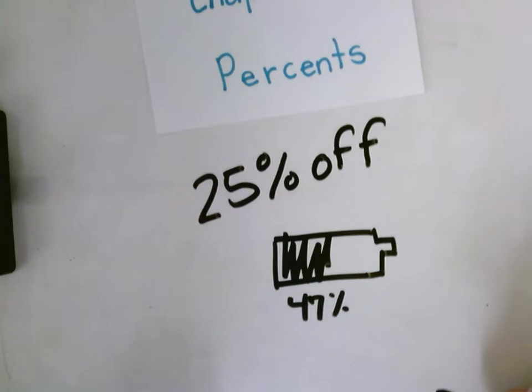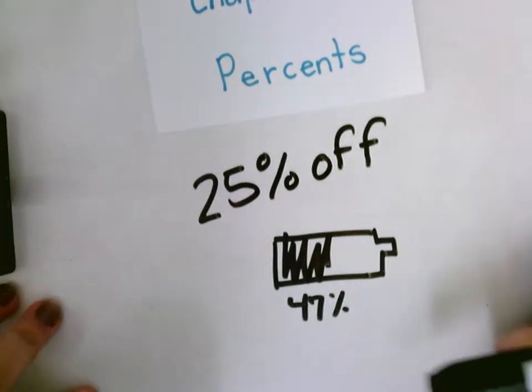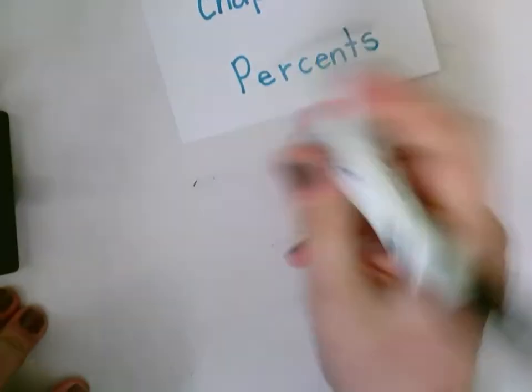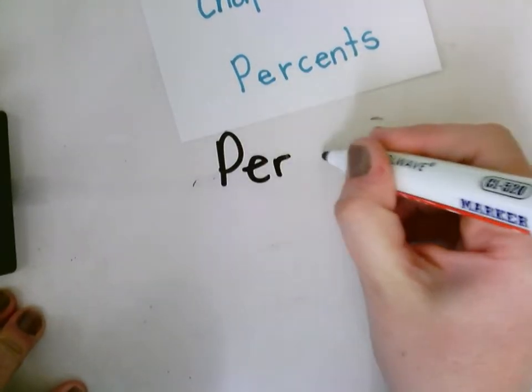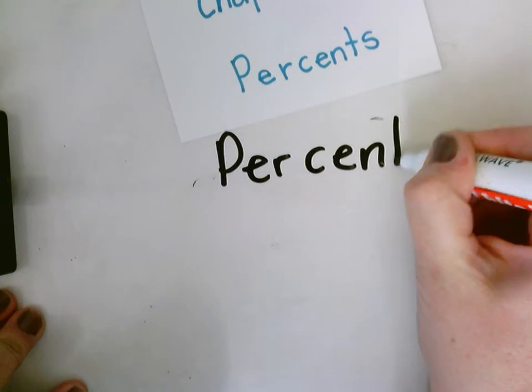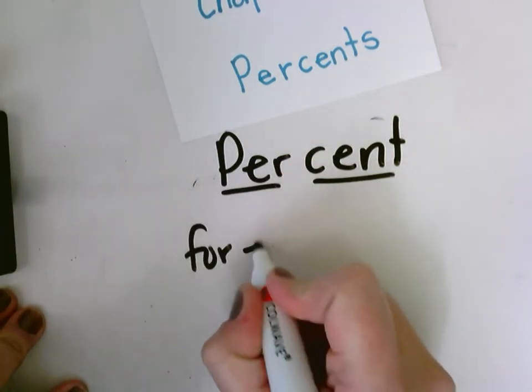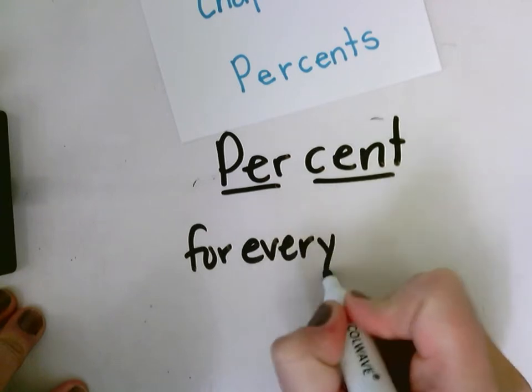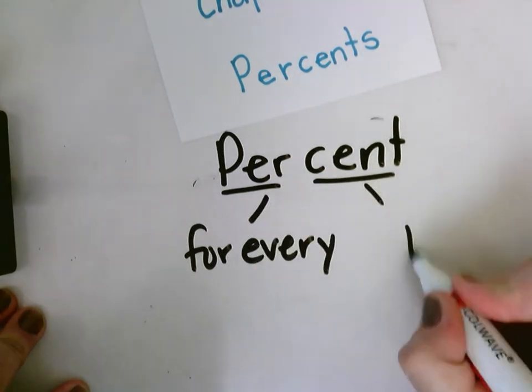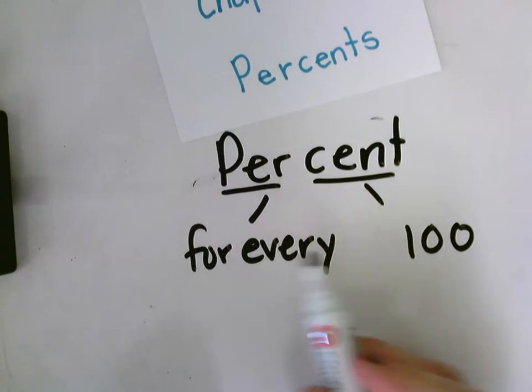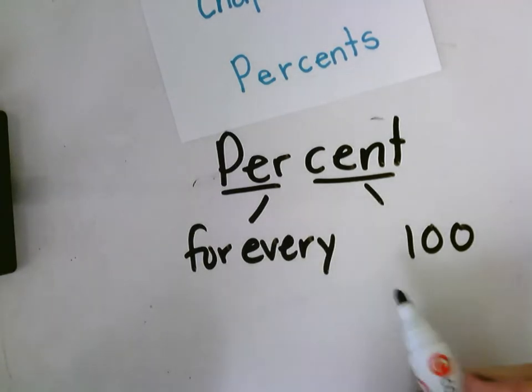What does a percent mean? So let's look at the word percent. The word percent, per cent, breaks into two roots. Per means for every, and cent means 100. So percent means for every 100 or out of 100.